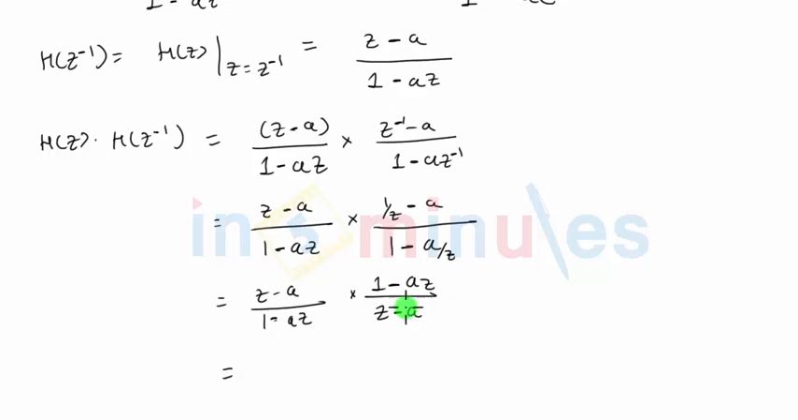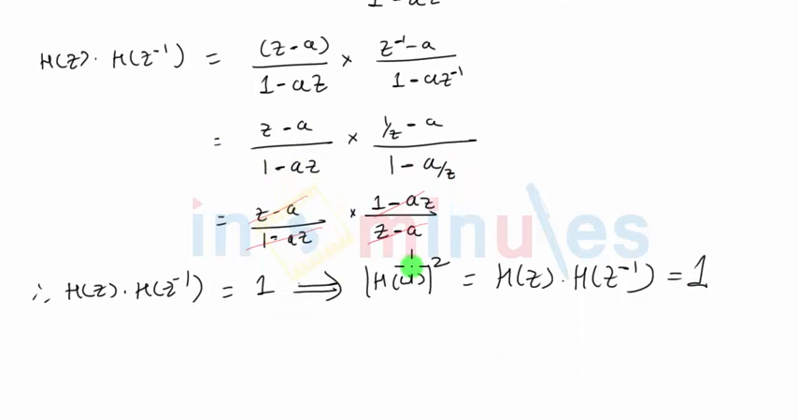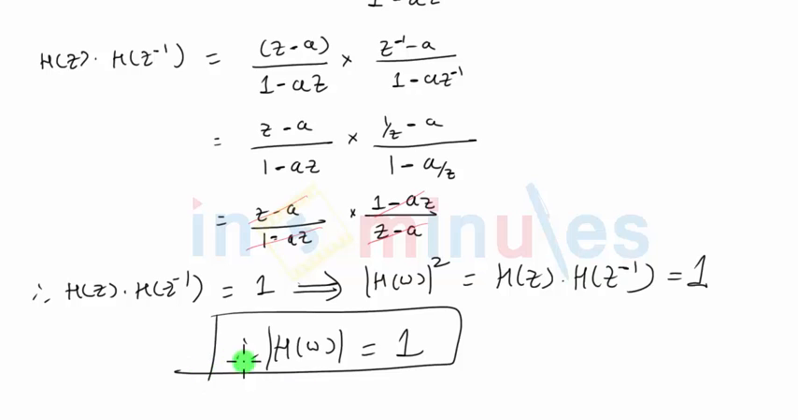If you observe, the numerator and denominator in both these parts are exactly the same, so everything will cancel out, and therefore we get H(z) into H(z inverse) equal to 1. Now this leads us to an interesting conclusion that mod H(omega) squared, the magnitude function, which is given as H(z) into H(z inverse), for this filter becomes 1. If the squared magnitude function becomes 1, then if I take the square root, mod H(omega) will also be 1. So this is what we ultimately want.